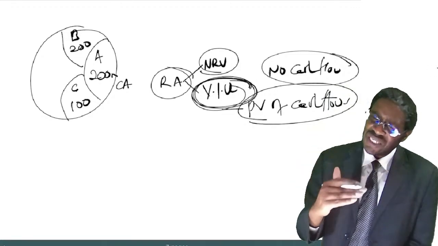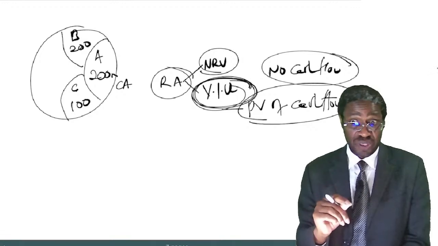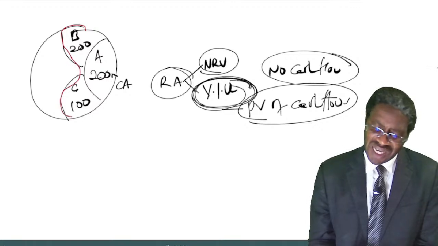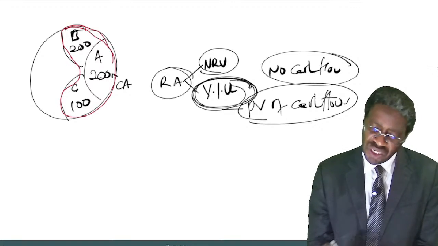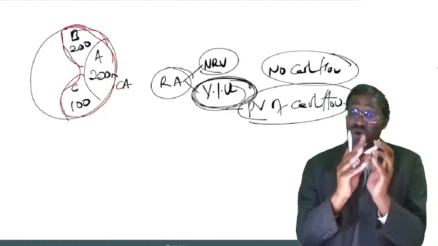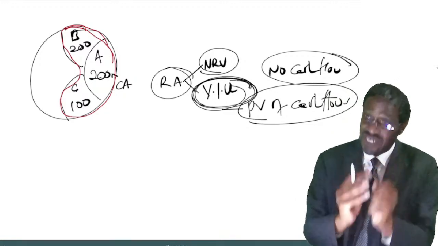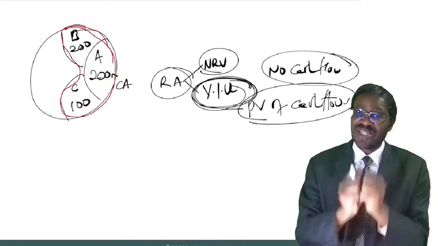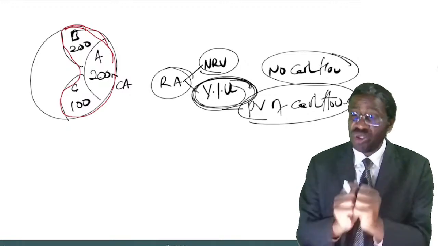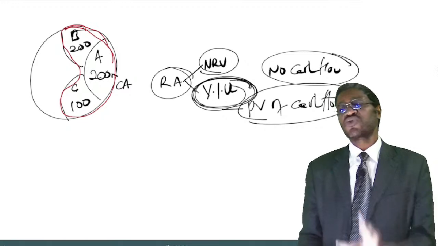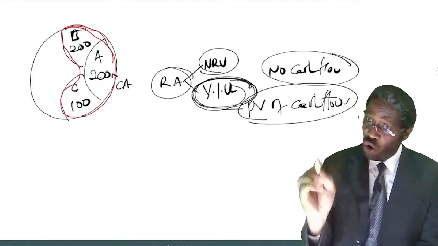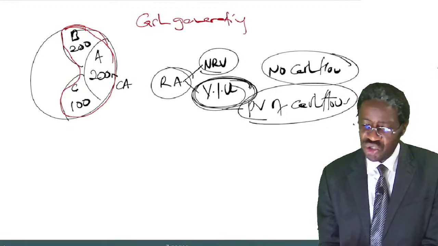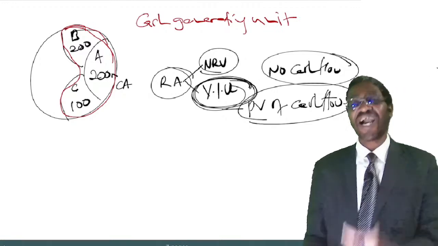Maybe if I put assets A, B and C into the group, now I realize that as a group, those three assets can generate their own independent cash flows. As a group, that group of assets can generate its own independent cash flows. So that group of assets is what we call a cash generating unit.